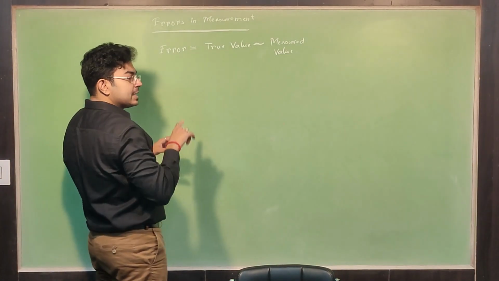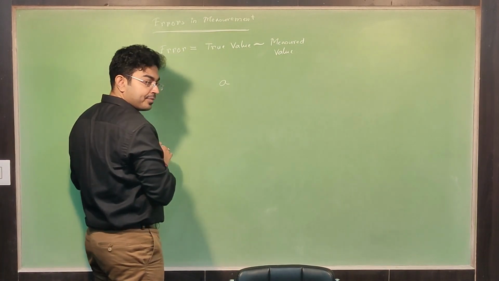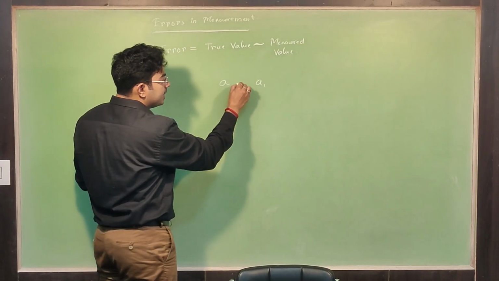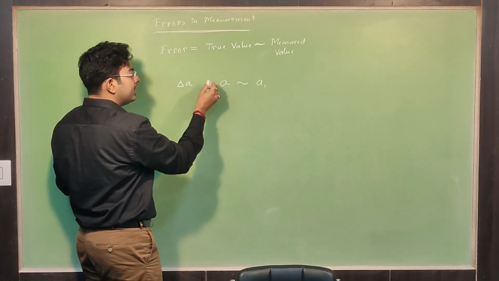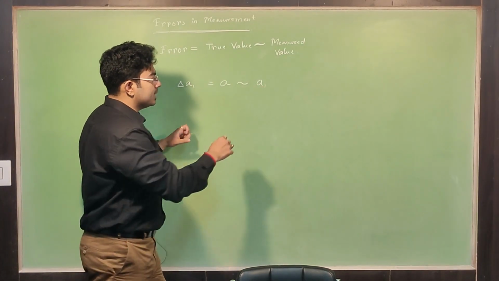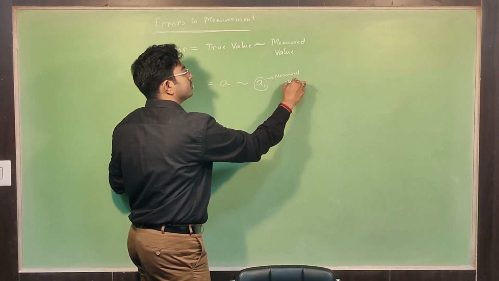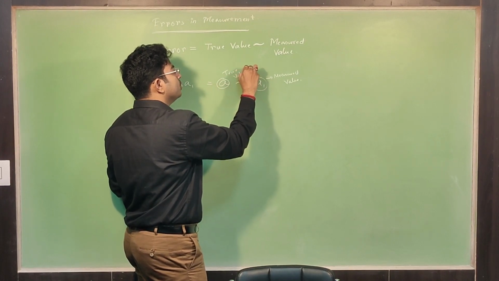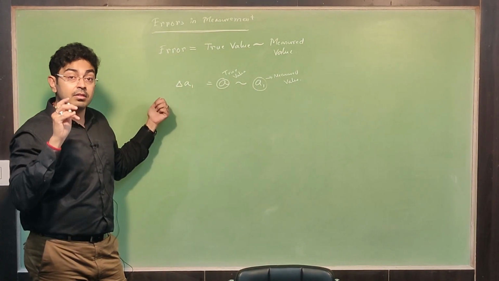So suppose you are making a measurement, your true value is found to be A, and we can say your measured value will be A1. Now the difference between these two values will give you the error. So when you are taking the measurement for the first time, that is the first reading, this is your measured value, and this is your true value. The difference between the true value and the measured value will give you the error.